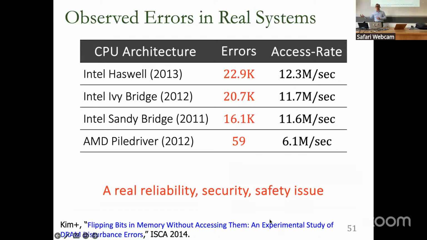No one should be able to induce these errors. But your own program should not be able to induce these errors also. It's a security issue. We basically argue that if someone is able to design a program that takes advantage of these bit flips, they can hijack your computer. That's exactly what we said in the paper. And later, folks actually showed that, which is good.